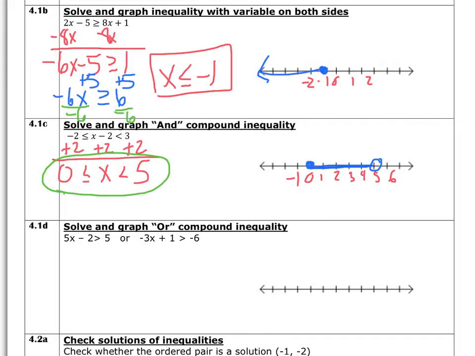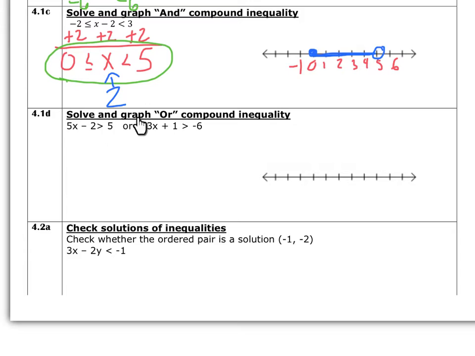What that tells me is, for example, the number 2 is a correct answer. Is it true? If I put 2 in here, would that work? Well, think about it this way. This opens up to the larger number. 0 is less than or equal to 2. That's true. Is 2 less than 5? That's also true. So again, everything on this band is the answer.